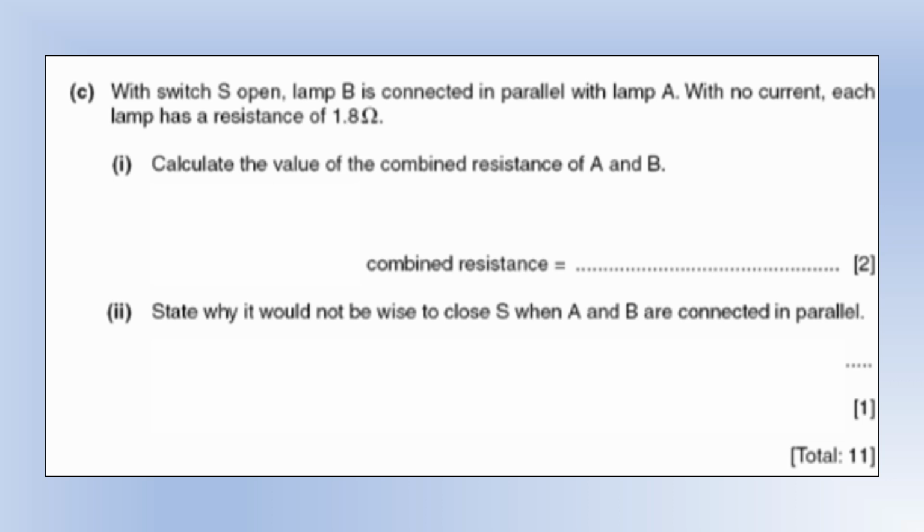With the switch S open, lamp B is connected in parallel with lamp A. With no current, each lamp has a resistance of 1.8 ohms. Calculate the combined resistance of A and B. So it says they're in parallel, so we're using our reciprocal rule to get their total resistance of 0.9.